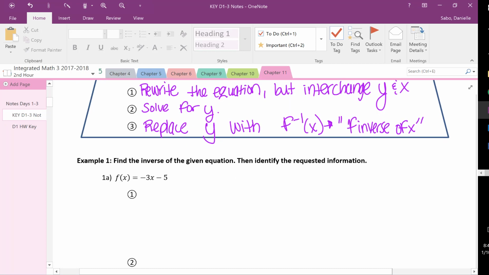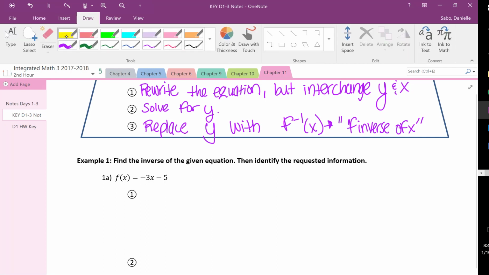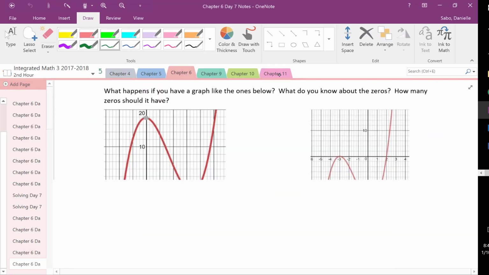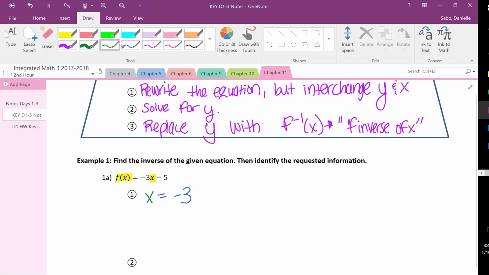So the first step, we're going to do what? Switch. Yeah, we're going to switch them. Now I don't see y, but what is y? Good, f of x. So I'm going to switch my y and my x value. So if you have a highlighter, all I'm going to do is switch that y and that x value. So I have x now equals negative 3y minus 5. Okay, all I did was I switched the x and the y value.